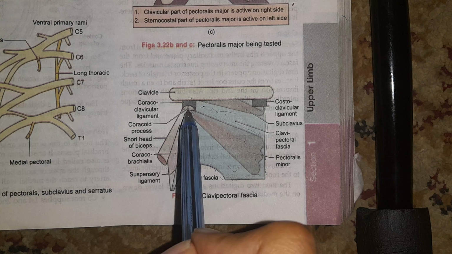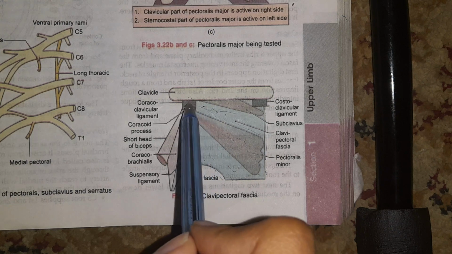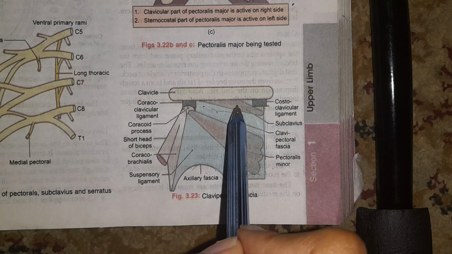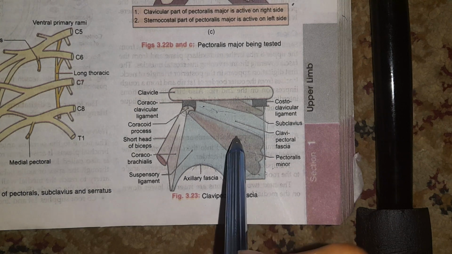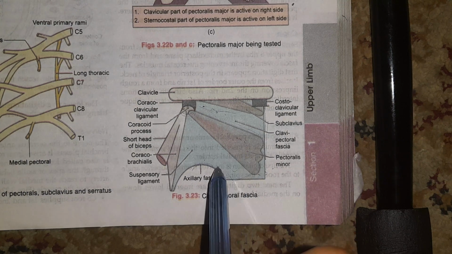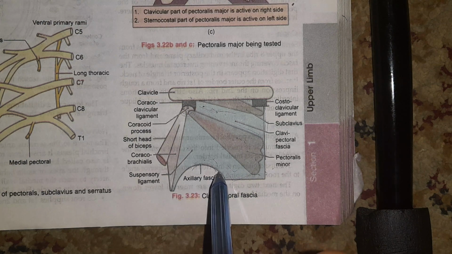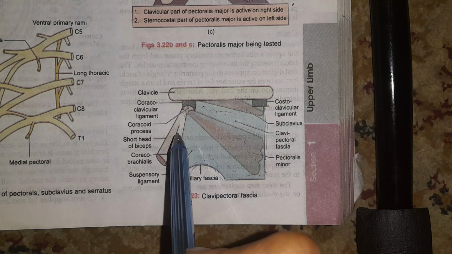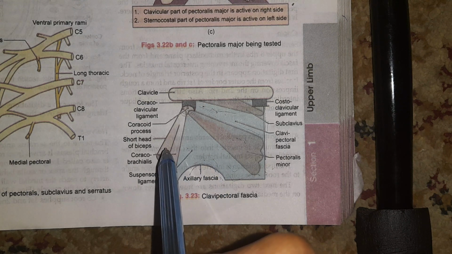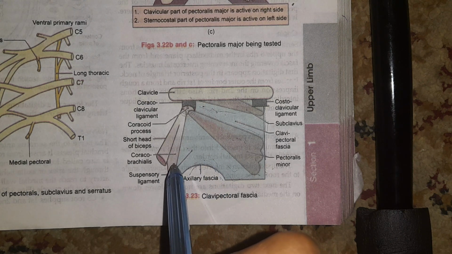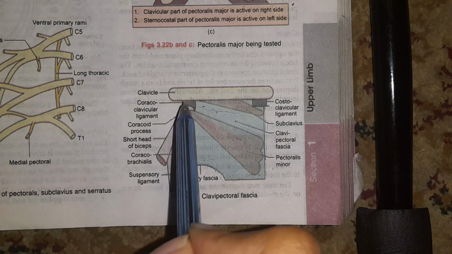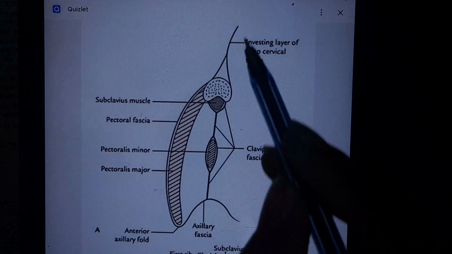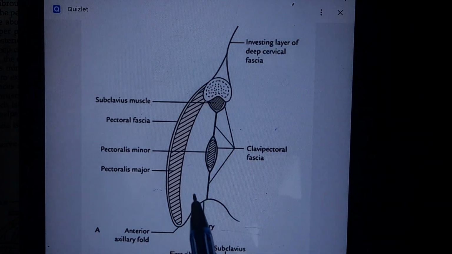Lateral upper side, the coracoid process. Superiorly, the clavicle splits to form subclavius, then splits to accommodate pectoralis minor. On the lateral lower side, it is now connected to the axillary fascia. On the lateral side, you can remember there are the biceps muscle and coracobrachialis muscle, which are present on its lateral side. So to explain to you with another perspective, I have this very nice diagram.